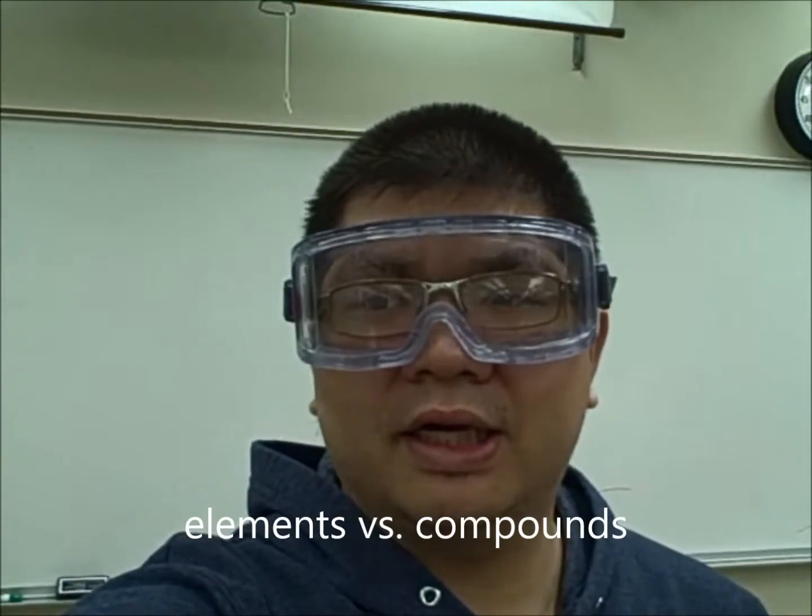In this case, there may be more than one type of atom in compounds, but even then there is a fixed ratio of things, and we can't separate them by physical means. We have to go through a chemical reaction in order to separate them. Pure substances can be divided into elements or compounds.